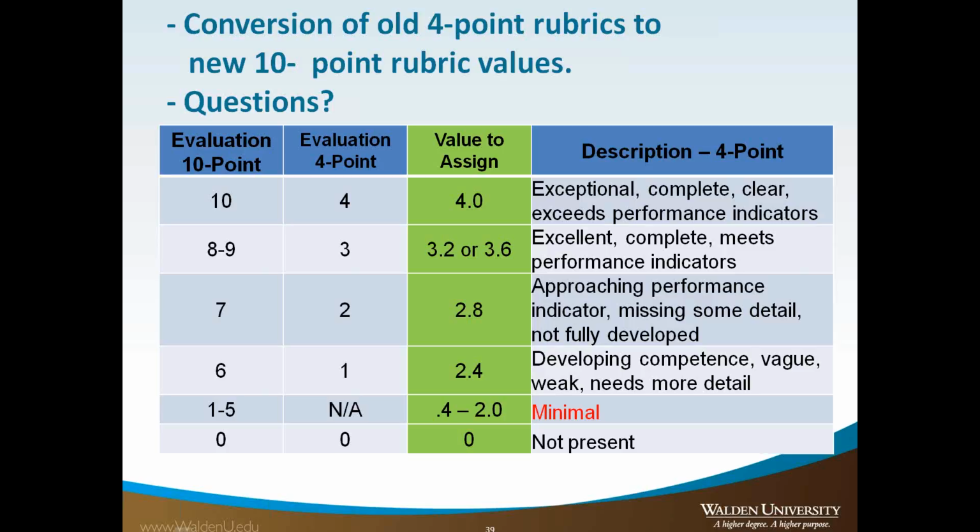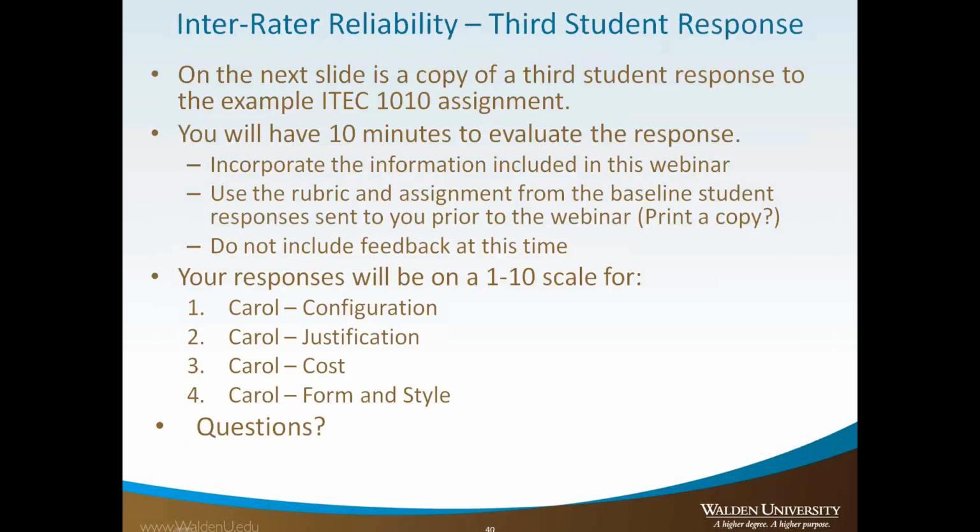So basically, if you take 4 times 0.8, you get 3.2. If you take 4 times 0.9, you get 3.6. So just do a simple conversion there. If they're approaching a performance indicator and you would normally give them a 7 under the 10-point rubric, give them a 2.8. And if they're developing competence and you normally give them a 6, give them a 2.4. There is no description for a minimal, but if they're doing F work, you can just give them between a 0.4 and a 2. I hope that's clear to everybody. Again, if you have questions, please email me.